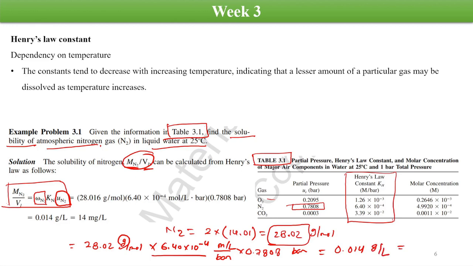If we convert it to milligram per liter, multiplied by 10 to the power 3, it is 14 milligram per liter. Fine, 14 milligram per liter. So the solubility of this particular gas, nitrogen, in water is 14 milligram per liter. In a similar way, we can determine the solubility of oxygen as well as carbon dioxide if the question requires.